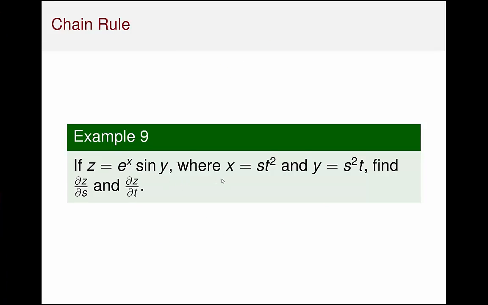Right, here's one example where we have a two-variable function given by z equals e to the x times sine y, where both x and y are some functions of s and t. So we can find the partial derivative dz ds and dz dt using the version of the chain rule we saw just now.